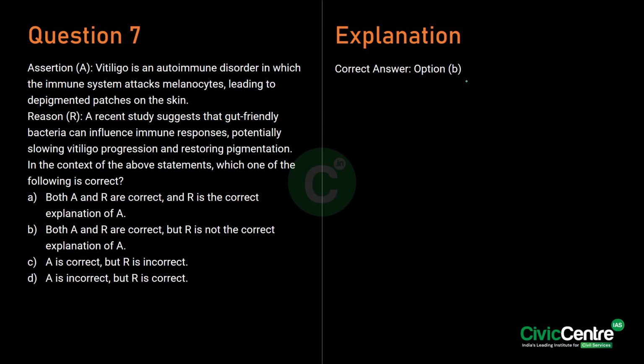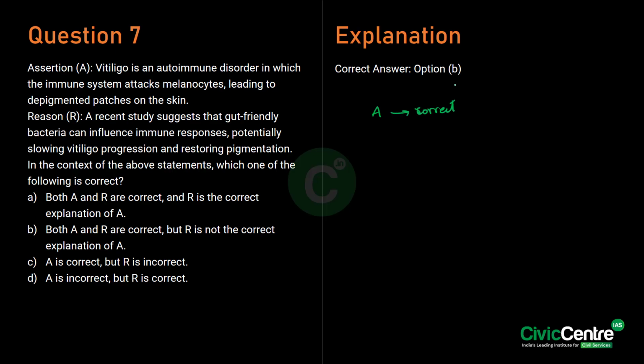Right? Now, moving on to the seventh question. It is an assertion-reasoning type of question. Vitiligo is an autoimmune disorder in which the immune system mistakenly attacks the melanocytes, leading to depigmented white patches on the skin, right? It affects 0.5 to 2% of the global population and is more severe in darker skin tones. So hence the assertion is correct.